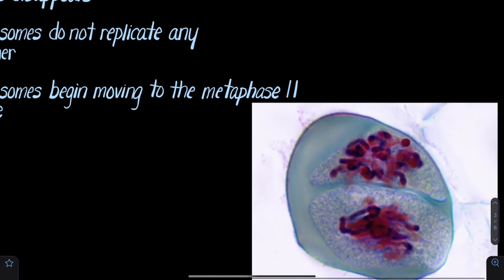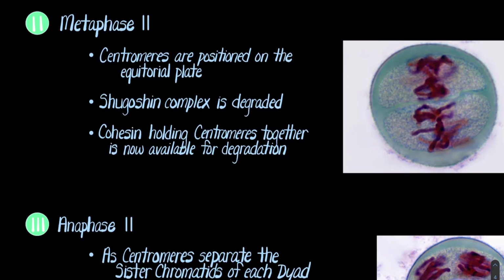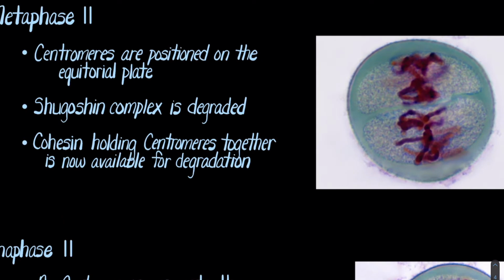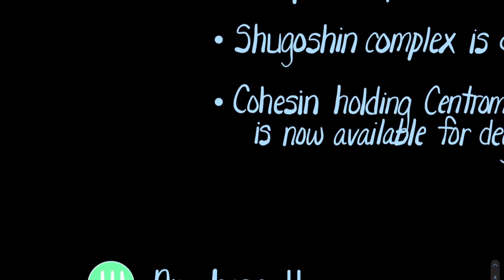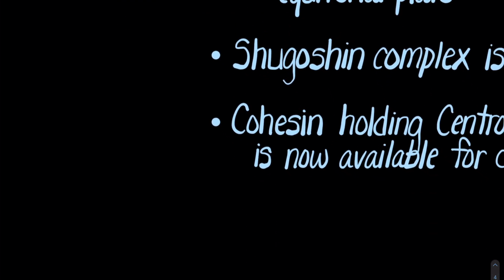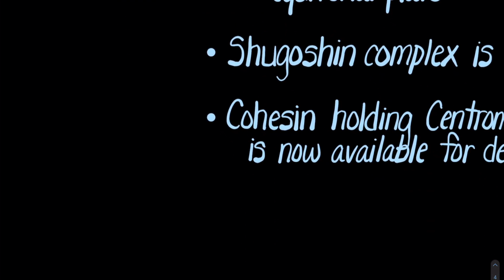Spindle apparatus obviously functions in metaphase. So with metaphase II, what you need to get out of it is that the chromosomes line up on the metaphase plate. You can call it the metaphase II plate for simplicity. The Shugoshin complex is degraded, and the cohesin holding the centromeres together is now available for degradation. And I didn't state this in meiosis I, but this is an important point to take note of: the cohesin proteins holding the centromeres together are degraded by separase, which is a pretty easy enzyme to memorize.